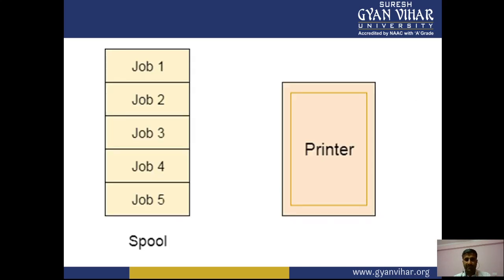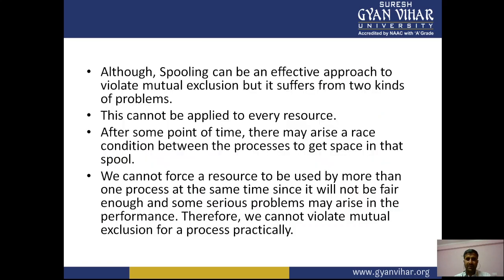So if we have multiple jobs, job one, job two, we can put them in a spool and access the printer. Although spooling can be an effective approach to violate mutual exclusion, it suffers from two kinds of problems. First, it cannot be applied to every resource, right?